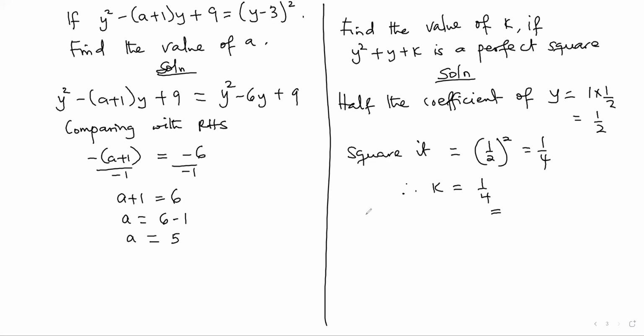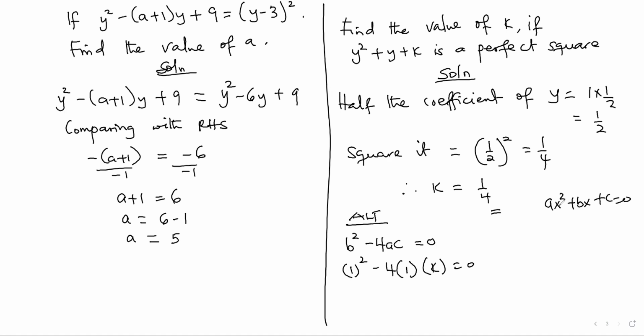Well, an alternative to all this perfect square question is to use the formula b squared minus 4ac equal to 0. So if you have a perfect square, then your discriminant should be equal to 0. And so if you look at this formula, the coefficient of b here is 1. So we have 1 squared minus 4, the coefficient of a is 1, and the c is a constant, which is k, equal to 0, because every quadratic is of the form ax squared plus bx plus c equal to 0.